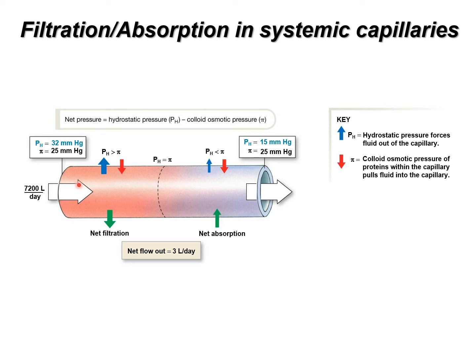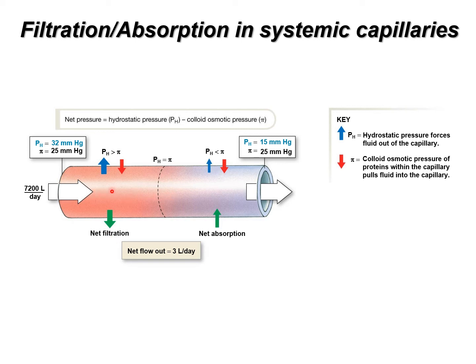Okay, so P sub H is the filtration force. Pi is the absorption force. And so on the arterial side of the microvascular circuit, we have 32 millimeters of P sub H in this example. So we have 32 millimeters of mercury pushing out of the capillaries, and we have 25 millimeters of mercury pulling in. That's the colloid osmotic pressure. 32 is higher than 25 by 7, and so we're going to have net filtration of fluid out of the capillaries because P sub H is higher than pi.